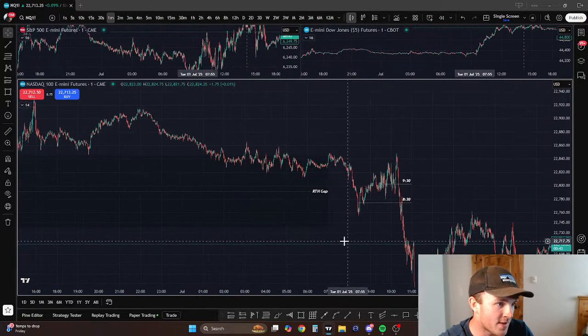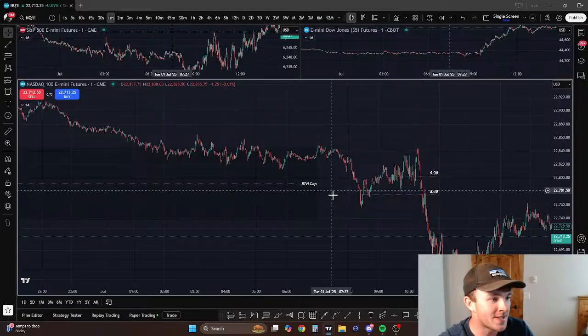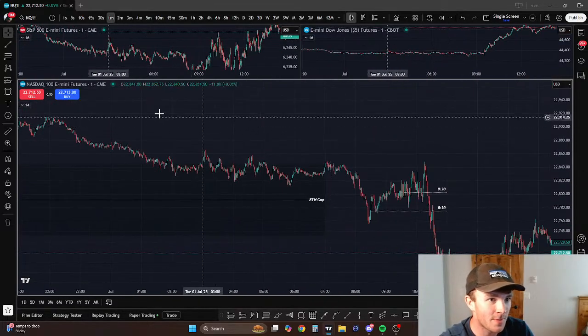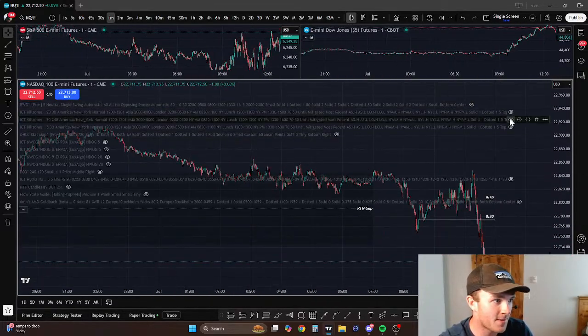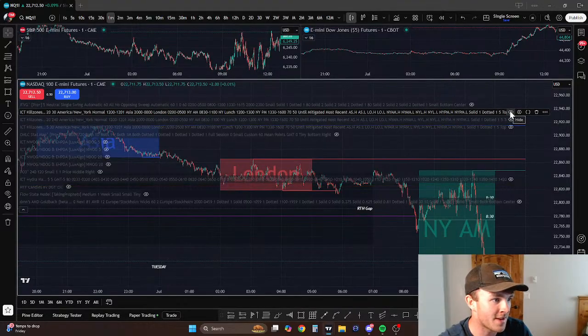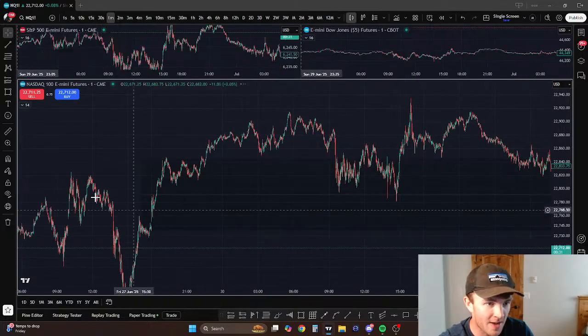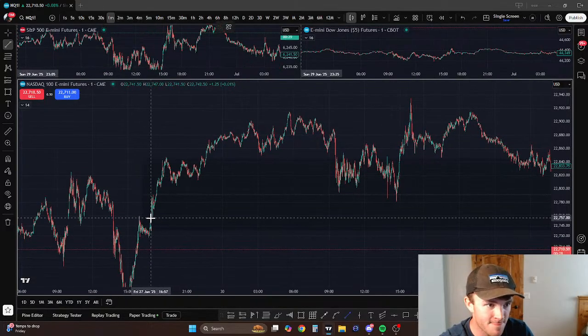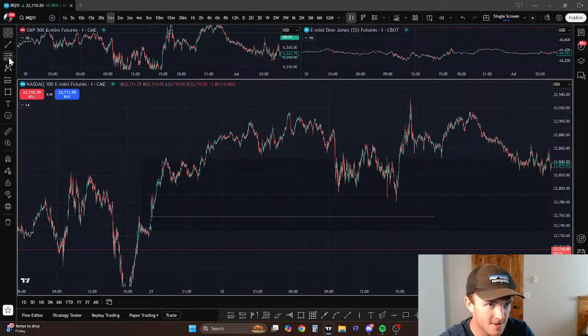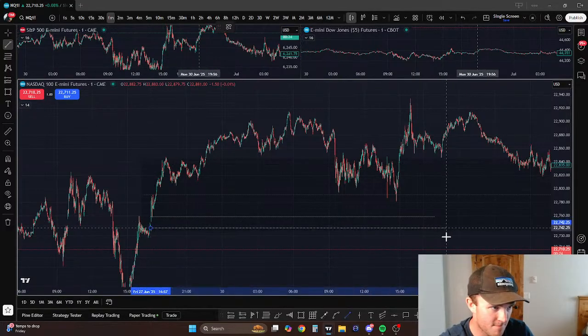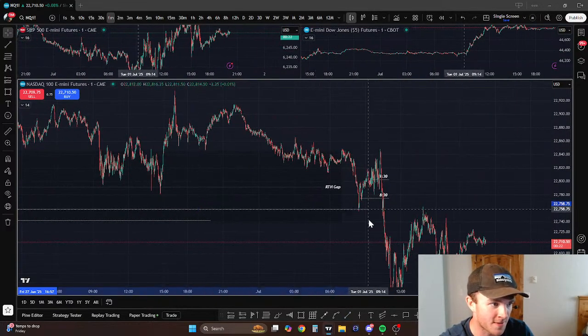So yeah, we have this overnight gap here. And so we contextualize the day. We were in a deep discount below midnight. We have this new day opening gap here. So this was also a draw on liquidity.